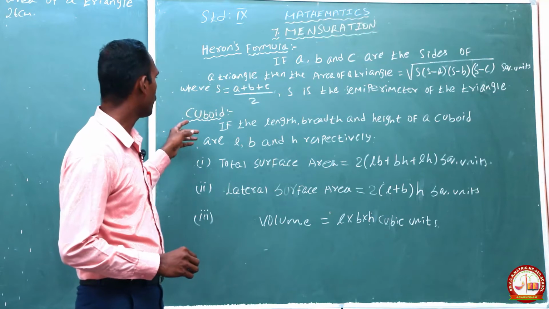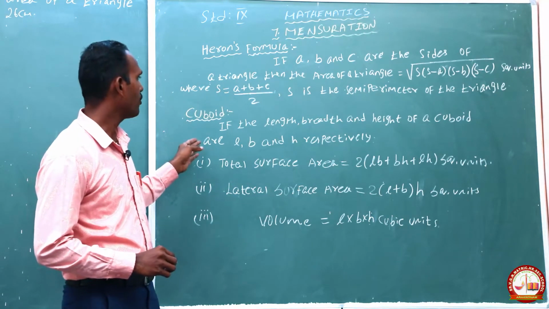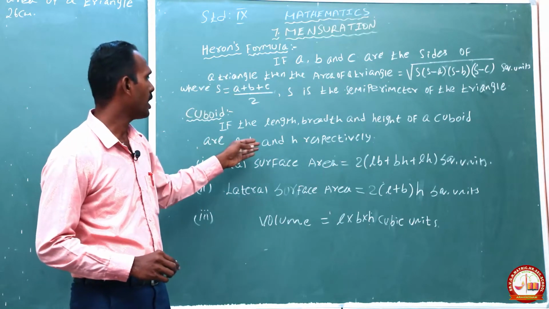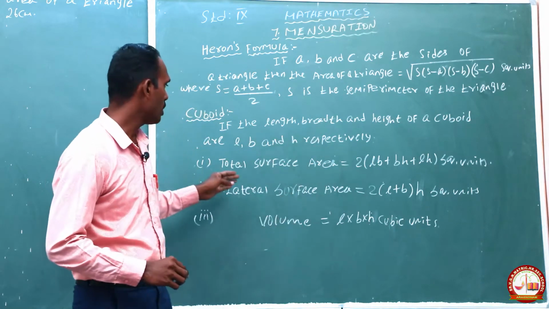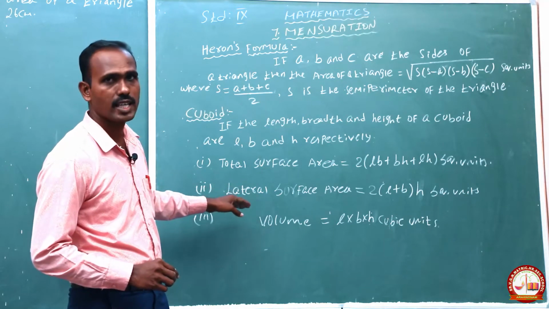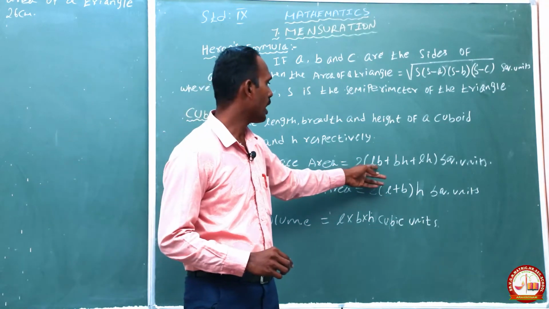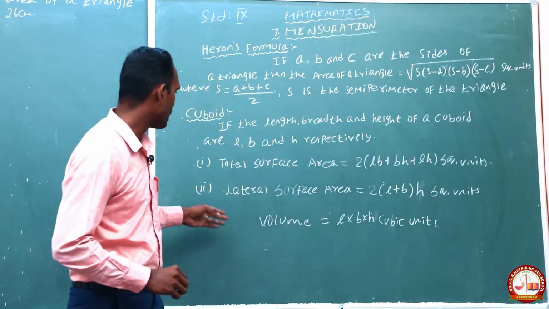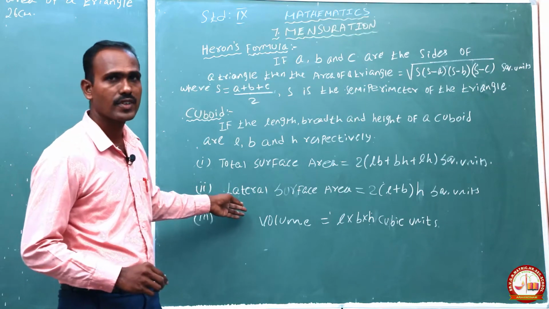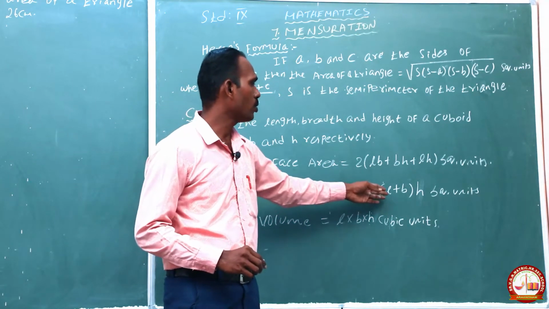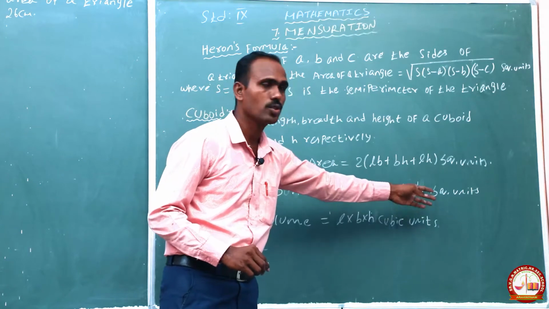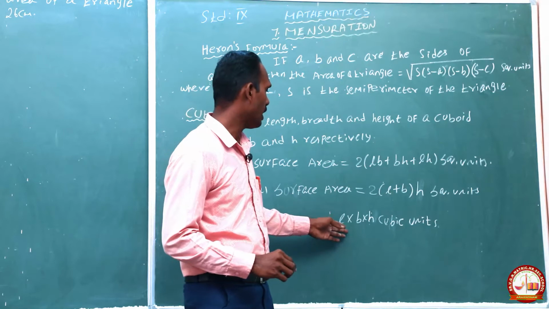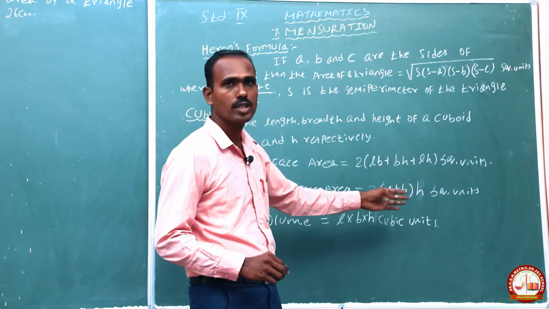Next we see the cuboid. If the length, breadth and height of a cuboid are L, B and H respectively, the first formula: total surface area equals 2 into (LB plus BH plus LH) square units. Next, the second formula: lateral surface area equals 2 into (L plus B) into H square units. Next, volume equals L into B into H cubic units.